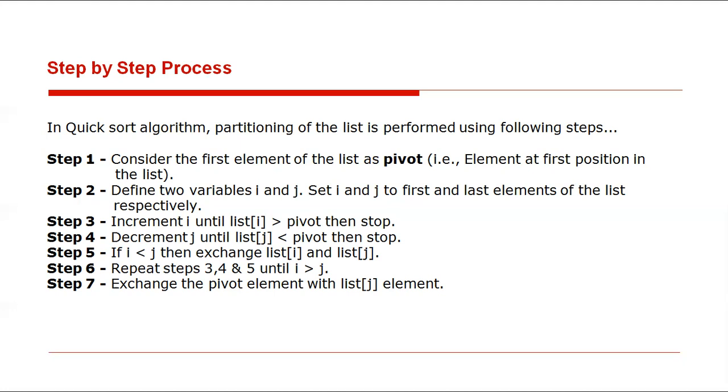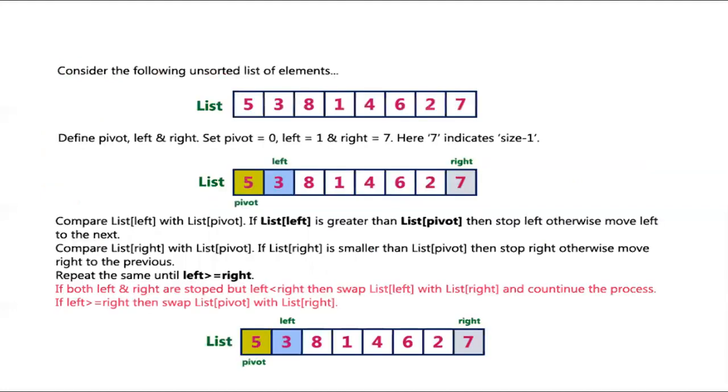If i is less than j, then exchange list[i] and list[j]. Repeat steps 3, 4 and 5 until i is greater than j. Exchange the pivot element with list[j]. So these are the 7 steps in the step-by-step process of the quicksort algorithm.